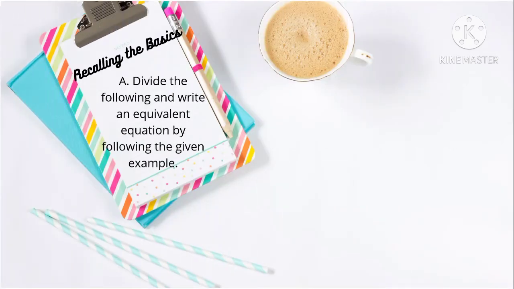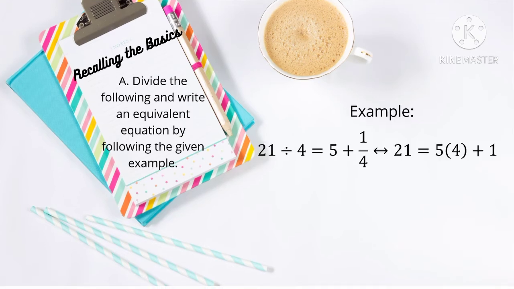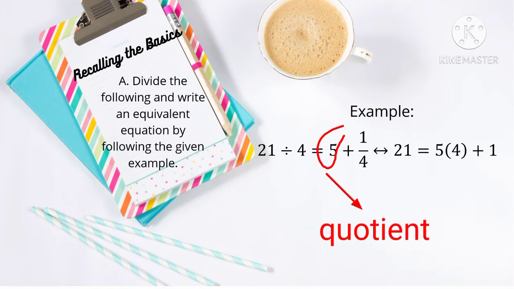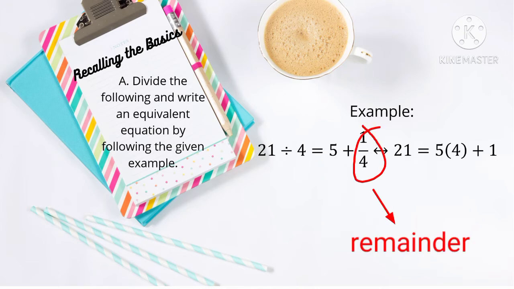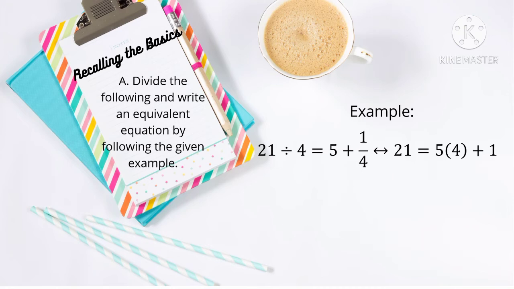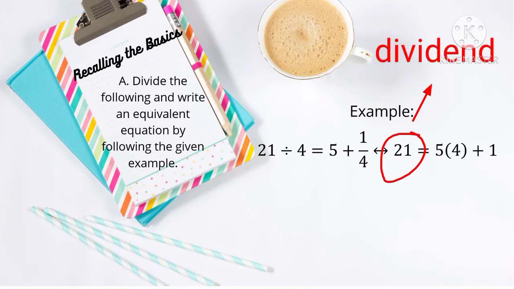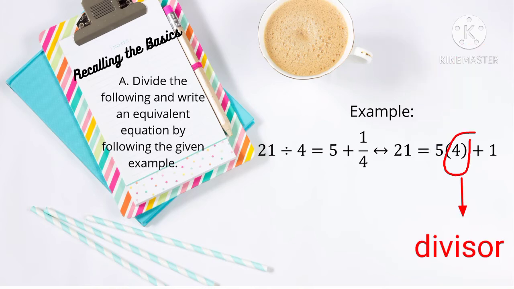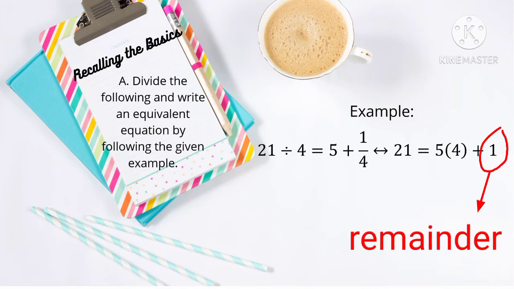Recalling the basics, divide the following and write an equivalent equation following the given example. We have first 21 divided by 4. So, ang 21 mao ang dividend, ang 4 mao ang divisor, equal to 5. 5 is the quotient plus 1 over 4, that is the remainder. So, kung i-rewrite nato, equivalent to 21 equal to 5 times 4 plus 1. So, 21 is the dividend, 5 is the quotient, 4 is the divisor, and then 1 is the remainder.